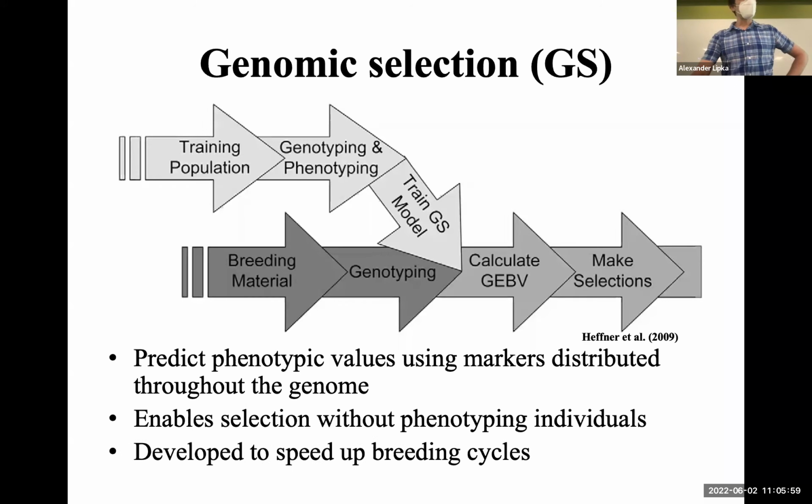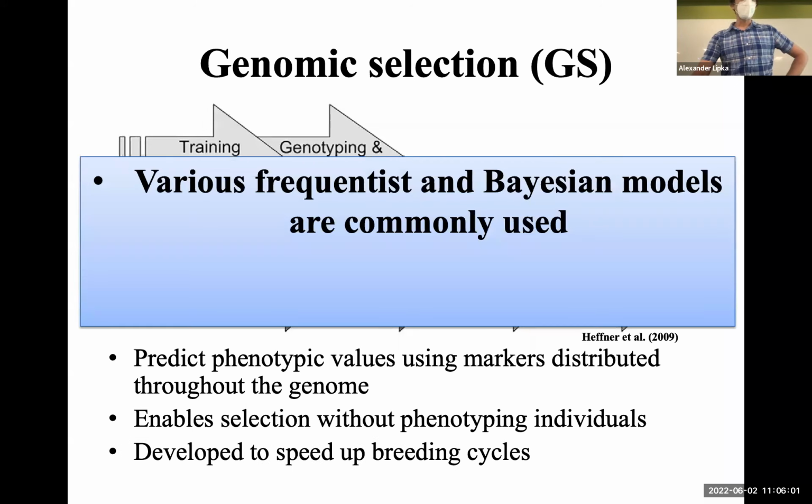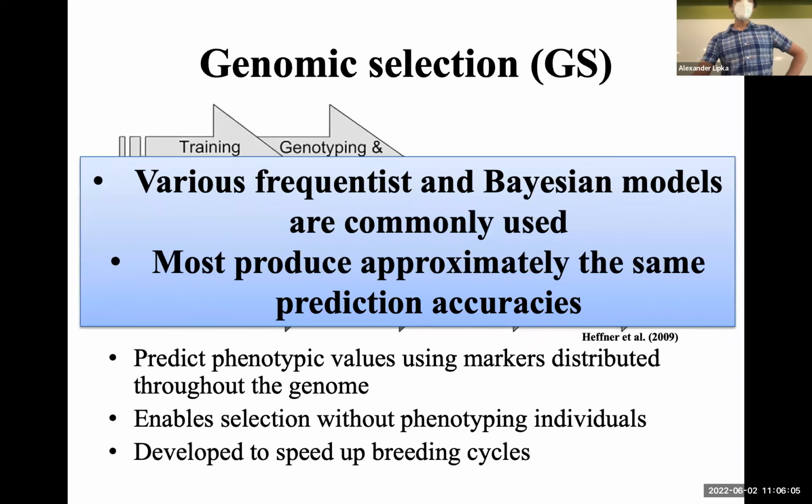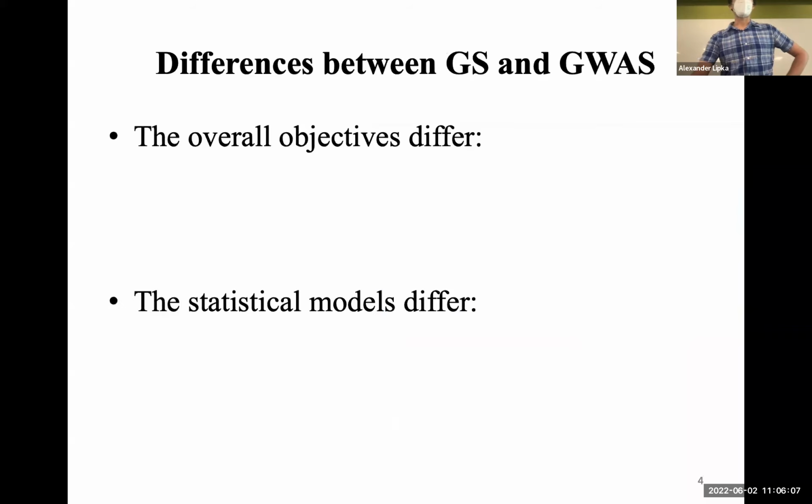And it can speed up the breeding cycle, right? We use various frequentist and Bayesian models that are commonly used, and most produce approximately the same prediction accuracies. So why did I go over 2 slides that I went over already? Well, I wanted to refresh our memory because I wanted to talk about the key differences between genomic selection and GWAS, okay? First thing is that their overall objectives differ.